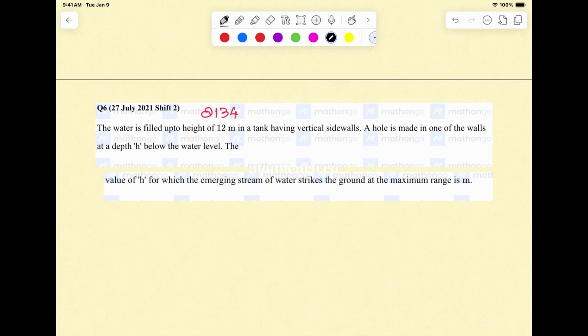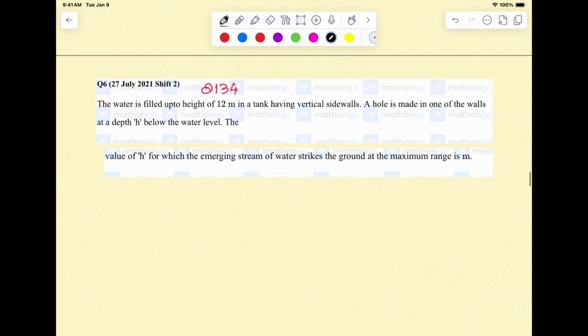Water is filled up to a height of 12 meters in a tank having vertical side walls. A hole is made in one of the walls at a depth h below the water level. This is the water level, up to a height of 12 meters in a tank having side walls. A hole is made in one of the walls at a depth h. Then find the value of h for which the emerging stream of water strikes the ground at the maximum range.